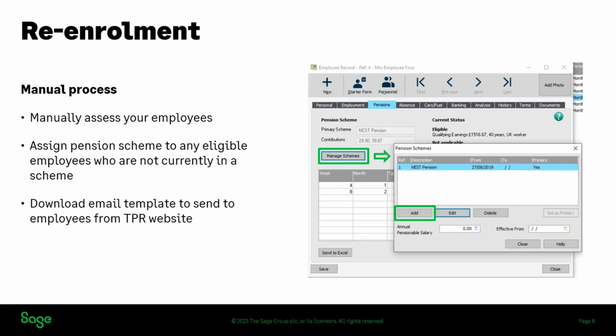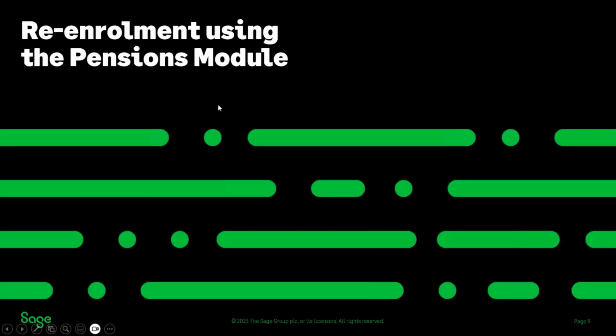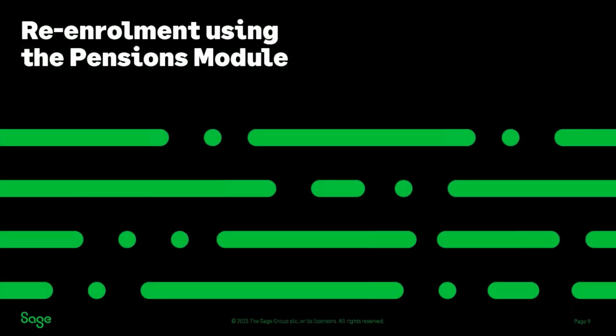So if we pop back to our presentation, because it is now time to bring in Duncan. A quick reminder before I do that though, that once you've manually assessed your employees and assigned the pension scheme, you'll need to make sure that you've downloaded that email template to send to your employees from the pensions regulator website. And with that being said, it is now time to bring in Duncan, who's going to take us through that process, but using the pensions module. So it is now over to you, Duncan.